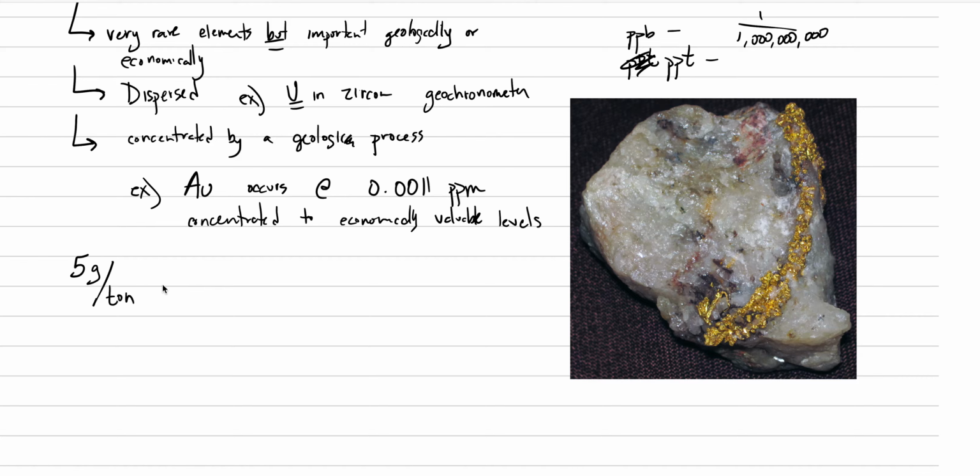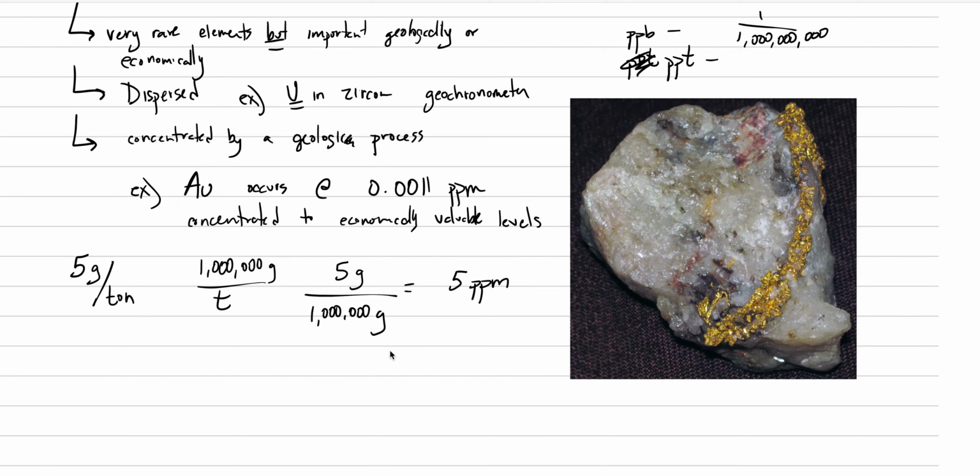Well, how much does that mean in terms of its ppm? Well, what ends up being is that there is 1 million grams in every ton. So if we have 5 grams divided by 1 million grams, then that gives us a concentration of 5 ppm. Trace amounts of gold can be very valuable.